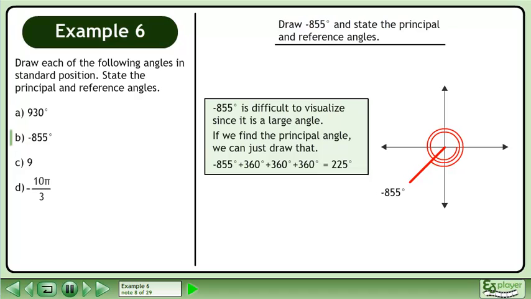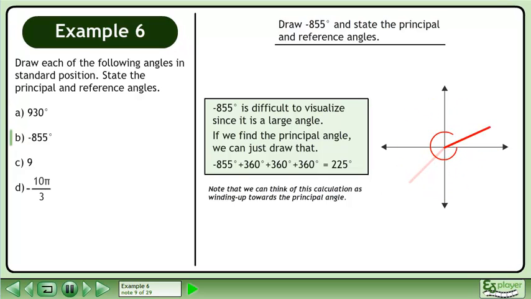If we find the principal angle, we can just draw that. Start at negative 855 degrees, then add 360 degrees 3 times to get the principal angle of 225 degrees. Note that we can think of this calculation as winding up towards the principal angle.